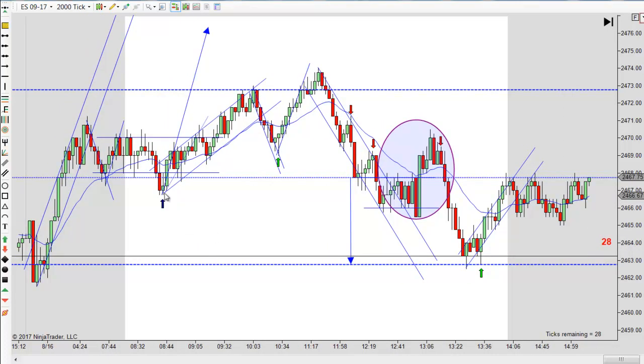You got that was an important low at that point. This was an important high. This was an important high. And this was another important low.